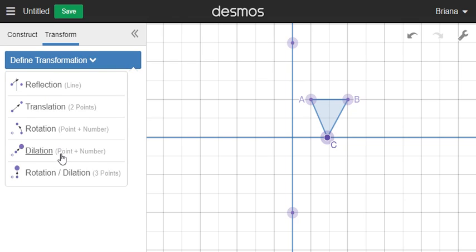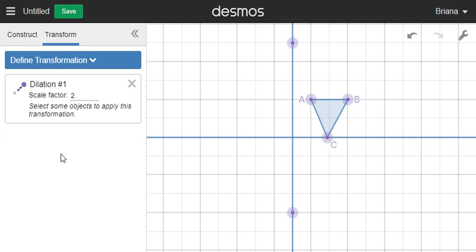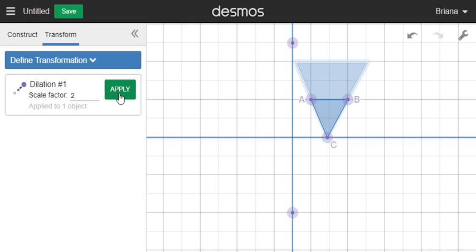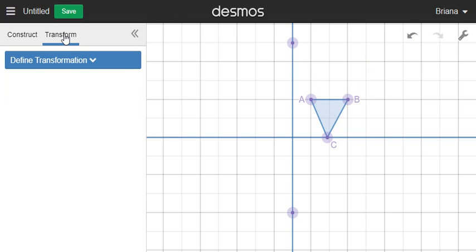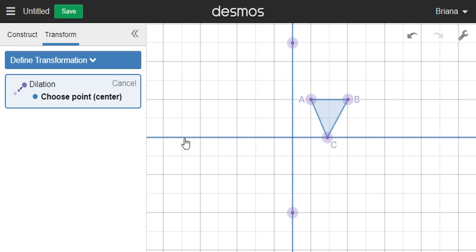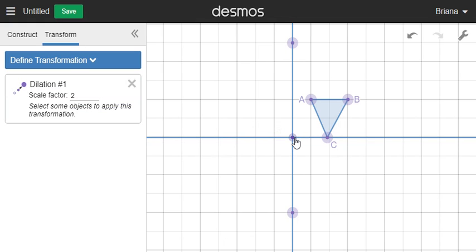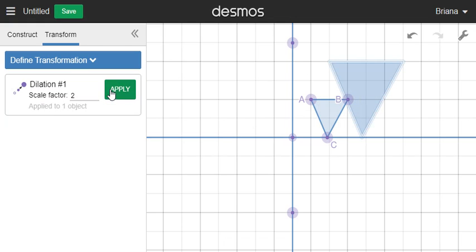And we are going to perform a dilation. We're going to increase this by a factor of 2. If we're doing a scale factor first, we need to say what point we're doing it by. We have dilated this by a factor of 2 from the center of dilation being 0, 0. Let's just double check this. I'm going to do a dilation. I'm going to choose right here as my center. I'm going to choose this as my object, and I'm going to apply. There we go. Now, this is a dilation of a factor of 2.